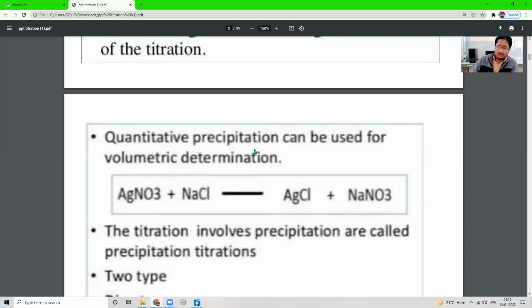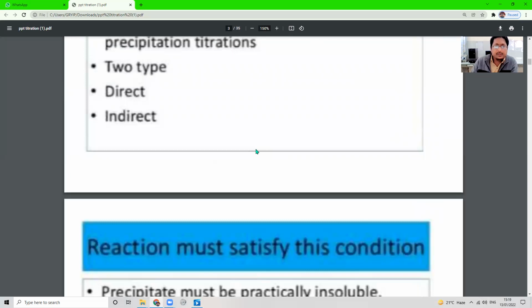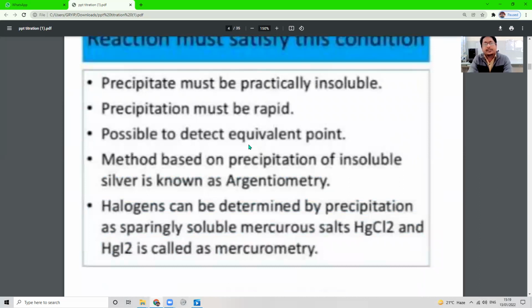This is of two types. Actually, two types of titration are there: direct titration and indirect titration, or back titration. Direct titration means here the titrant and analyte react directly. And some conditions are there in precipitation titration.